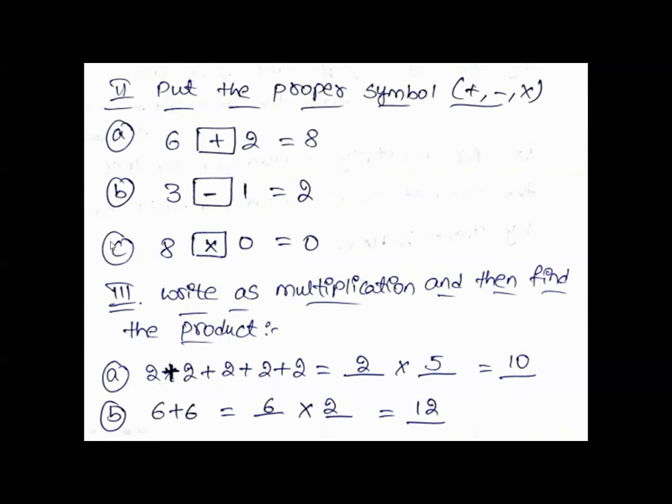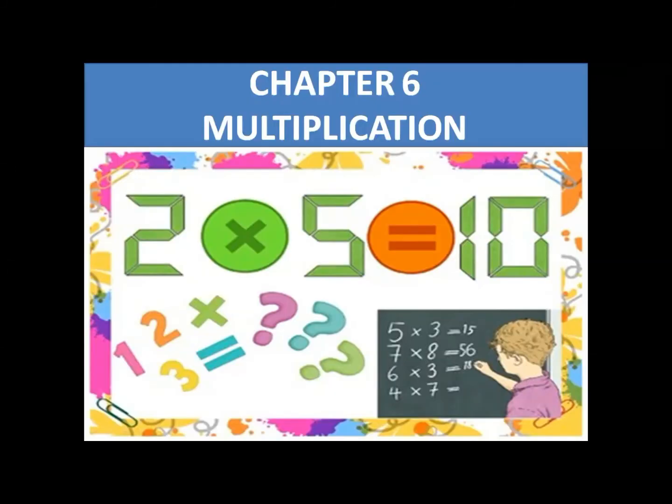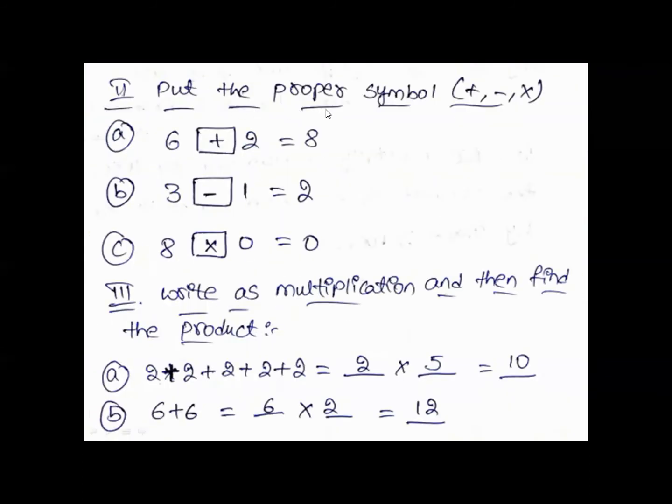Plus, minus, multiplication. Okay, you have to put the proper symbol. First one, 6. 2 is there. Answer is, the product is 8. You have to fill plus. Plus means 6 plus 2. 6, 7, 8. Answer is same. Both are equal now.